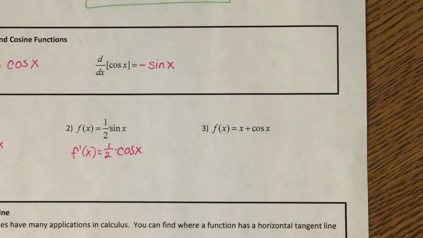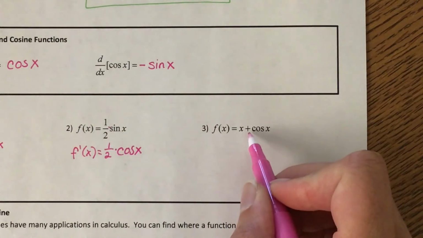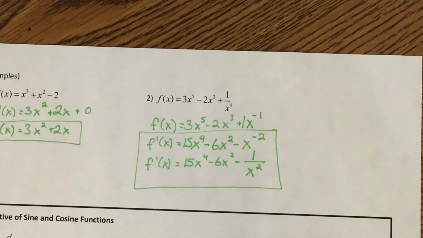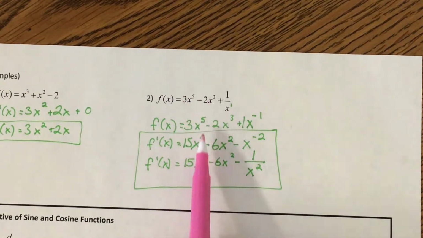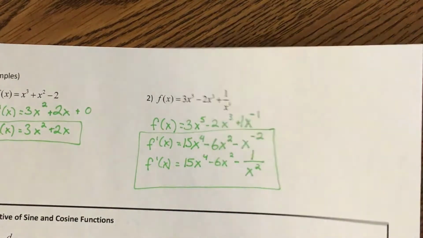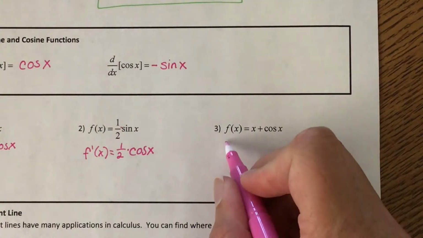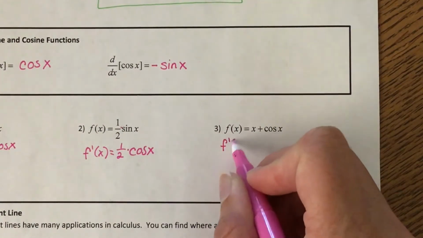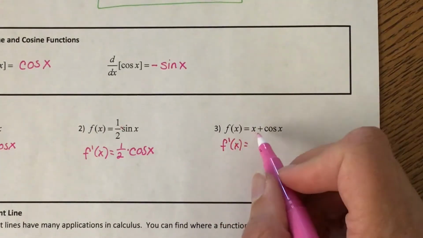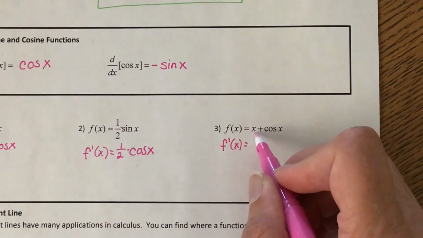Number 3, we've got f of x equals x plus cosine x. All right, so there's a plus in between. So just like when we were doing polynomials up here, we take the derivative of each term separately. If you need to cover up one term while you're taking the derivative of the other, that is totally fine. So f prime of x equals the derivative of x.